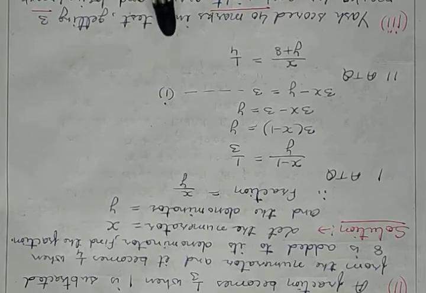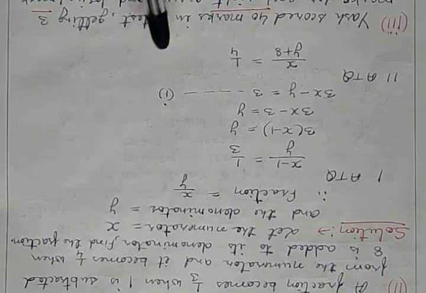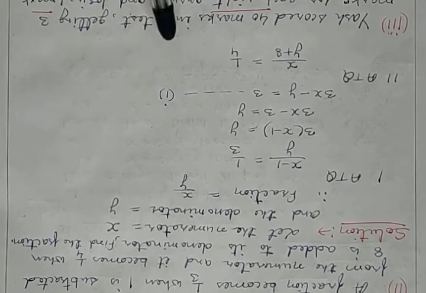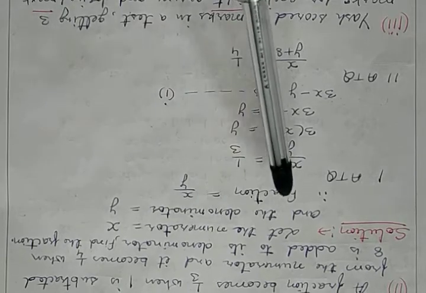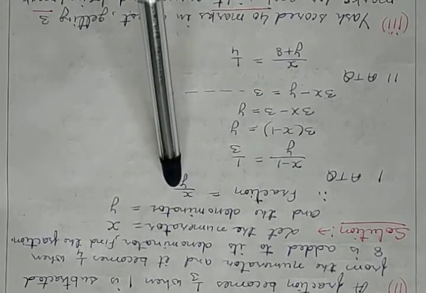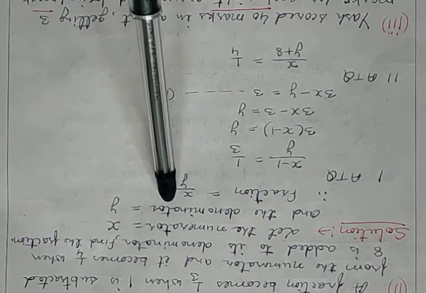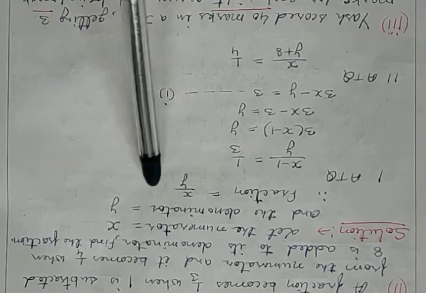Now solve equations number 1 and 2 by any method. Whichever is easier for you, you can use that method. If you get the value of x and y, then in the last line you will write, therefore fraction is equal to x upon y, means whatever is the answer of x upon whatever is the answer of y, you will write here. In the last line you will use this.